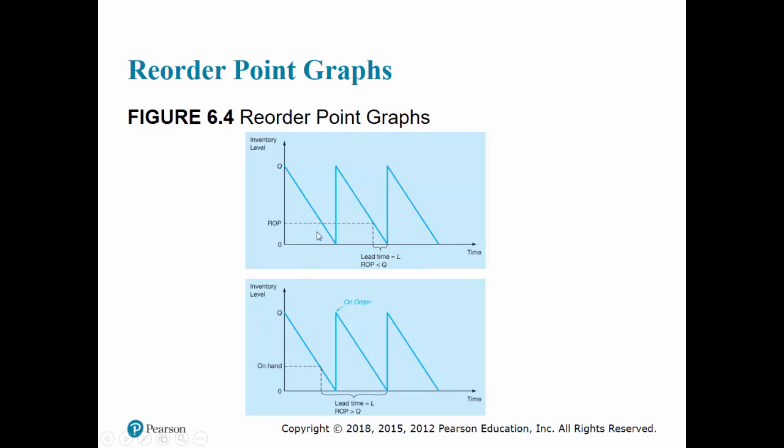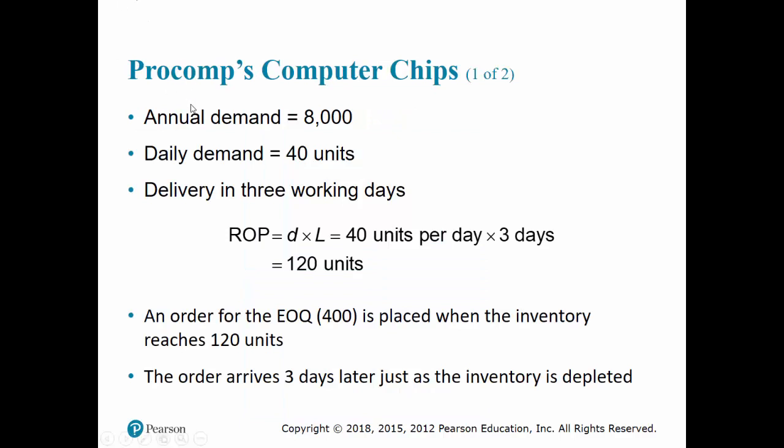Sometimes this gives rise to peculiar situations, so we have to take care of that. Suppose annual demand is 8,000, so daily demand is 40 units, and if the lead time is 3 days, you have 120 units. So when your on-hand inventory reaches 120 units, you place an order, and if the EOQ is 400, then once you get to 120, you place the order, and 3 days later, just as you're running out, your new order is going to come in.